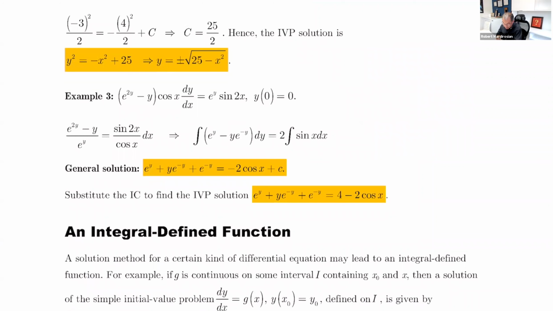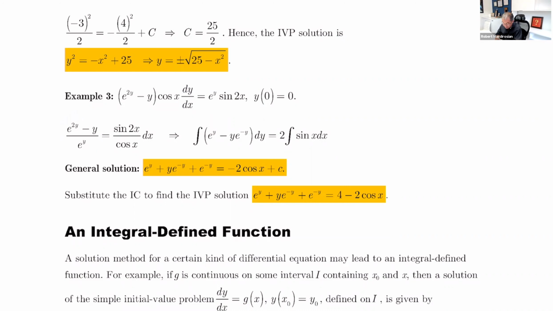Next example, e to the 2y minus y cosine x dy equals e to the y sine 2x, initial value is given. Same thing, separate the variables. So you can write e to the 2y minus y, divide both sides by e to the y, and divide both sides by cosine x. So you end up with that. So e to the 2y minus y over e to the y is sine 2x over cosine x.